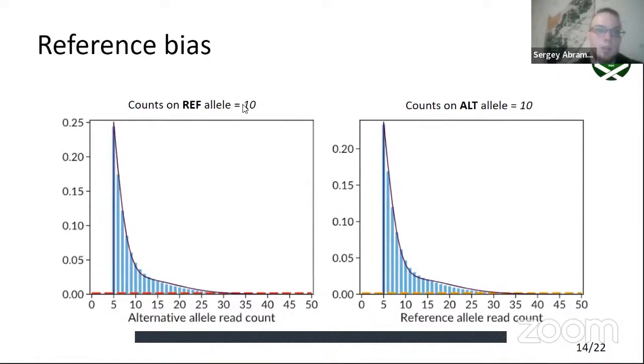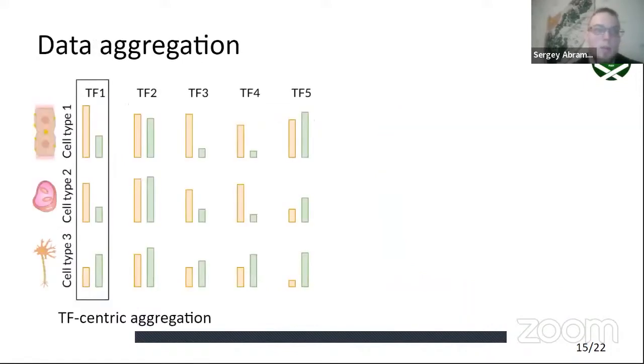The number 10 is not important here, as we did the same for all other possible numbers. And we also did the same for the alternative allele. So in the end, every variant had two significance estimates: one corresponding to the preference of the transcription factor for the reference allele, and another for the alternative allele. This procedure helps to overcome the reference bias because two separate distributions take into account differences in reference and alternative read mapping.